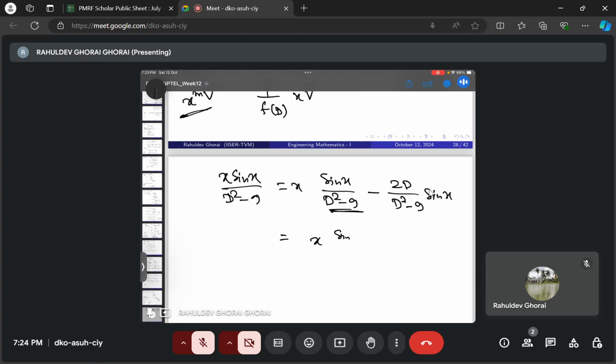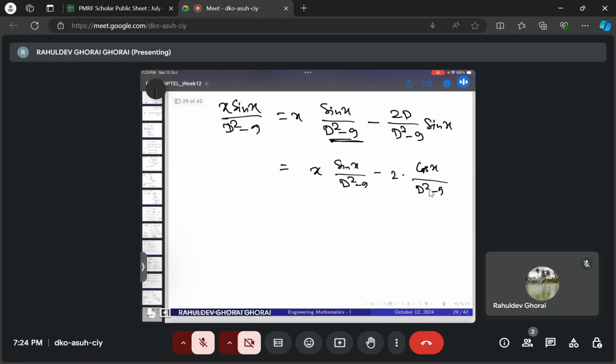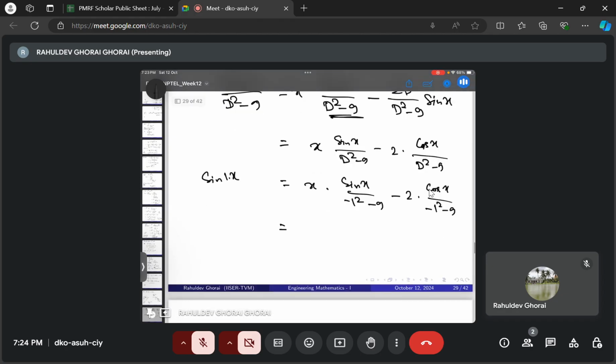So cross check it. Sin x over D square minus 9 minus 2 times D of sin x, which is cos x, over D square minus 9. Sin x over D square minus 9 will be x times sin x over minus 1 square minus 9. So sin x means sine of 1 times x, right? So minus 2 times cos x over minus 1 square minus 9. So that will be minus 1 over 10 times x sin x minus 2 cos x. That's all.